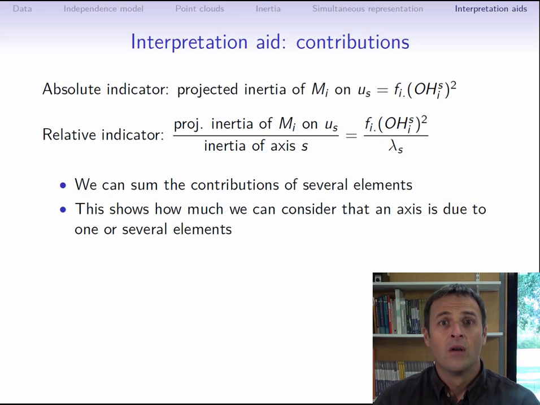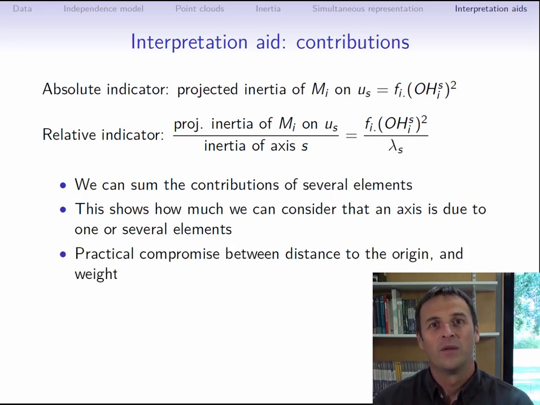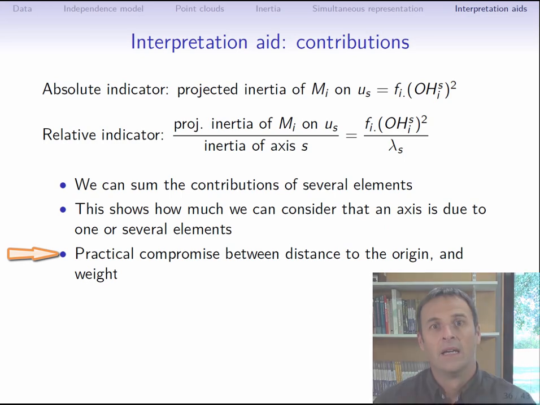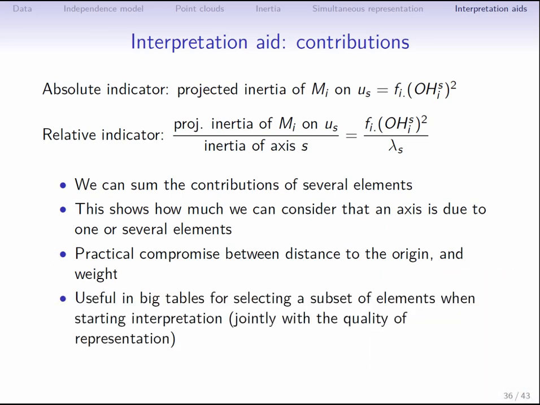Which begs the question, what is our definition of a big contribution? Well, we say it's big if both the distance OHIS is quite large and the mass Fi point is quite large too. In this sense, we can say that the idea of what a large contribution is is a kind of compromise between distance to the origin and weight. In practice, contributions are usually used when dealing with big data tables in order to select a subset of elements to start interpreting.